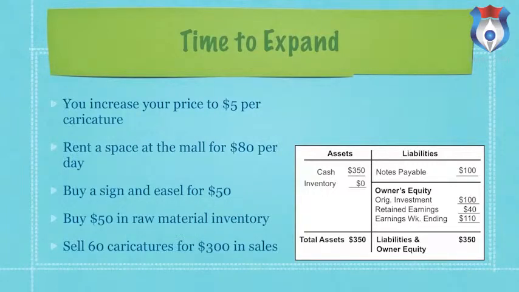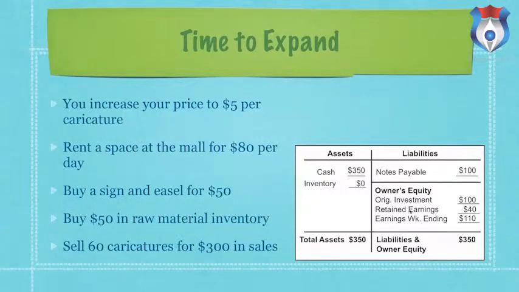Raw material inventory is inventory that is not prepared to sell. It will become a finished good, as you're going to see here in a minute, right after you're done making the drawing. Well, let's say that your first day at the mall, you make $300 in total sales by selling 60 caricatures. That's 60 times $5, as we have up here at the top.